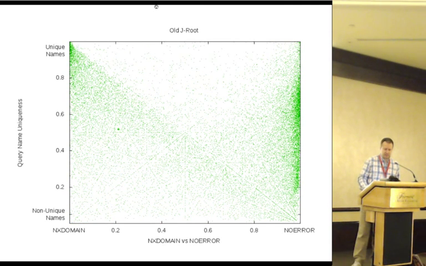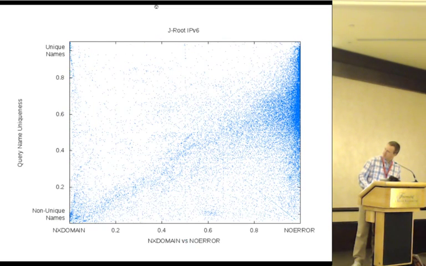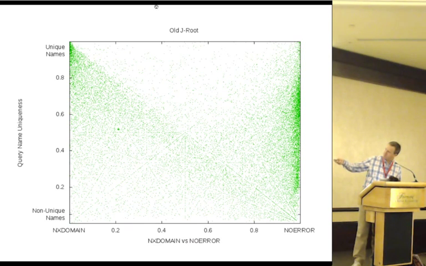So then this is what the plot looks like for old J-Root, and you can see again we've got some of this, which I would call good stuff, but then it's very different from the v6. We have this bad stuff up here, where we've got these unique names and nothing down here.